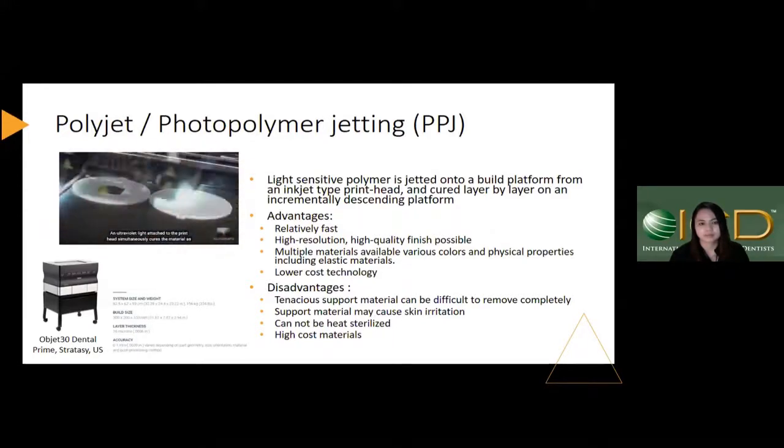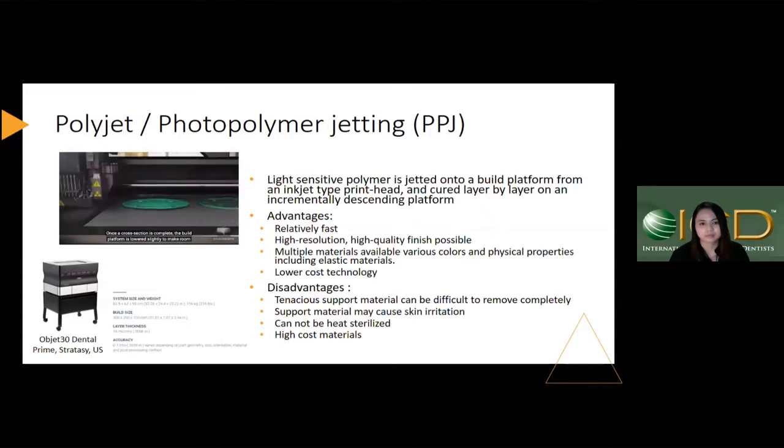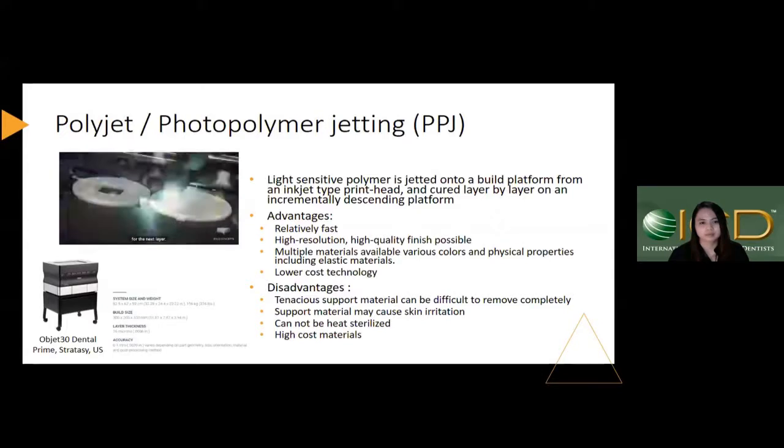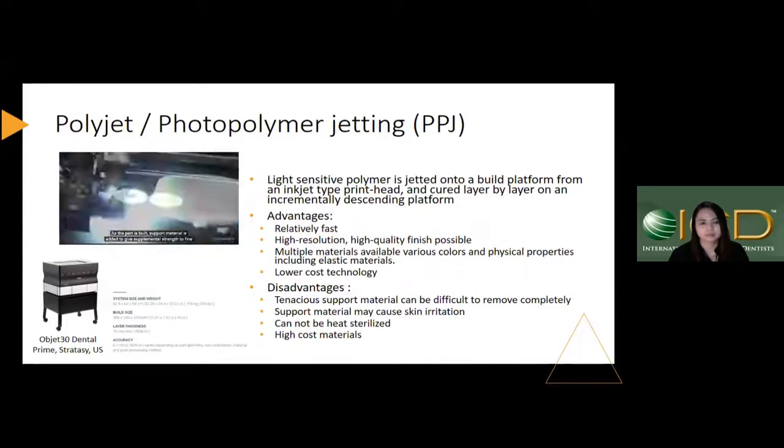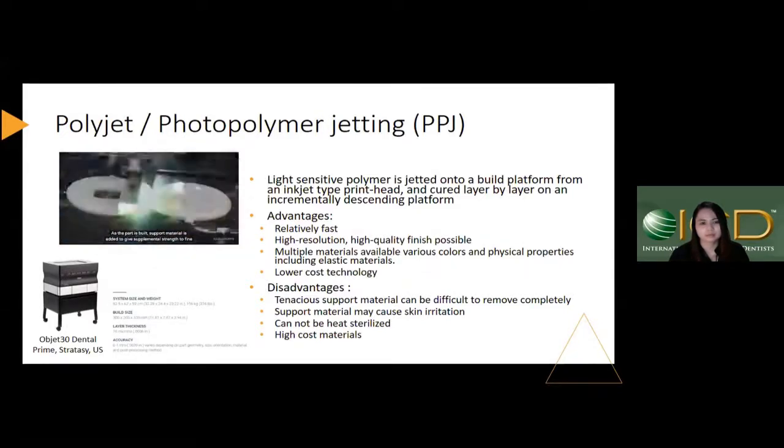An ultraviolet light attached to the printhead simultaneously cures the material as it is printed. Once a cross-section is complete, the build platform is lowered slightly to make room for the next layer. As the part is built, support material is added to give supplemental strength to fine structures and down-facing surfaces.